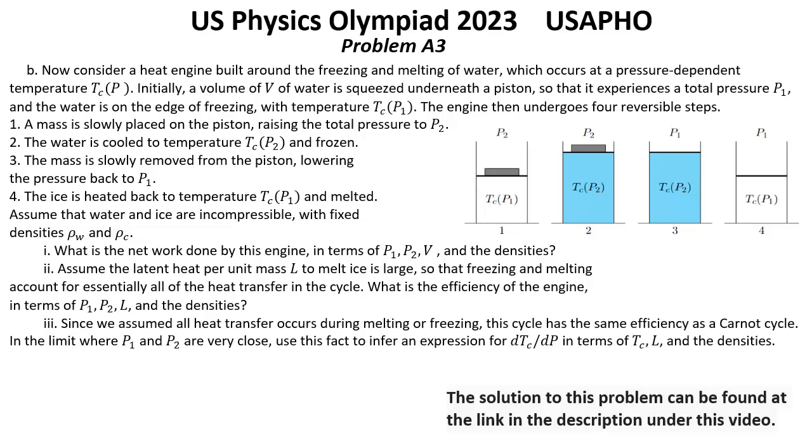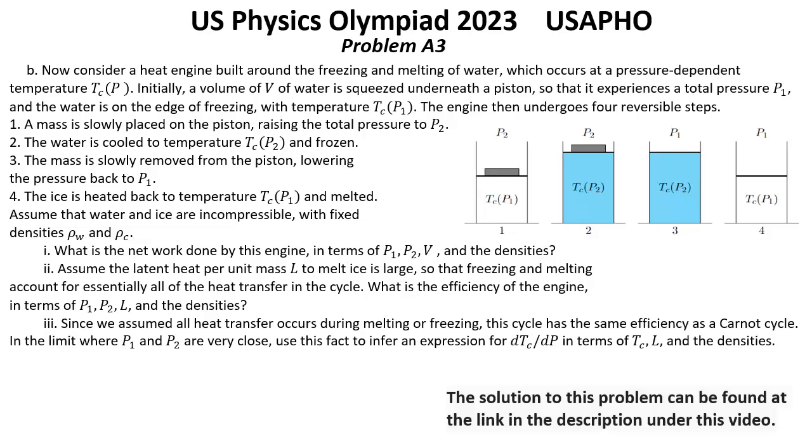First question. What is the net work done by this engine in terms of P1, P2, V and the densities? Second question. Assume the latent heat per unit mass L to melt ice is large, so that freezing and melting account for essentially all of the heat transfer in the cycle. What is the efficiency of the engine in terms of P1, P2, L and the densities?